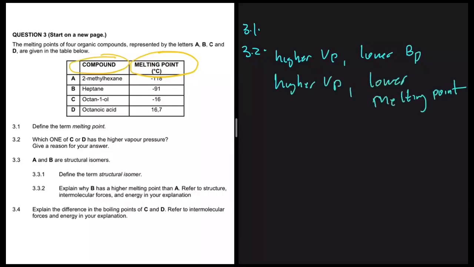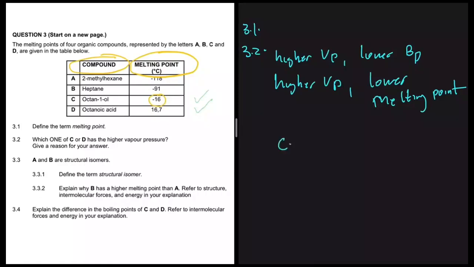So between C or D, the one with the lower melting point has the higher pressure based on this relationship we're proposing. So which one between C or D has a lower melting point? It's clear to see that C has a lower melting point, right, at minus 16 degrees Celsius versus D, which has a melting point of 16.7. So our answer for 3.2, we would say C.